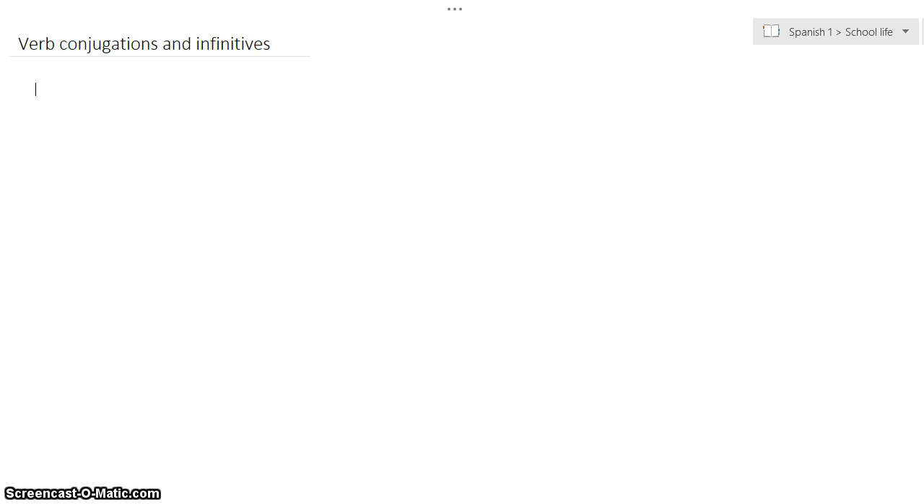Today we're going to start with something called verb conjugations and infinitives. So verbs come in two types. They come as infinitives and they come as conjugated verbs. Alright, so let's break that down. What does each of those mean?